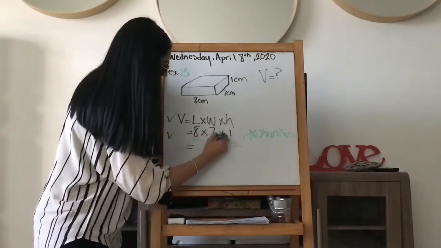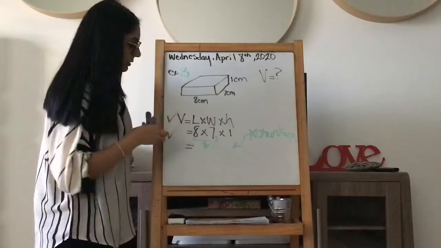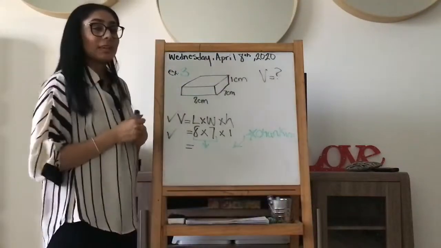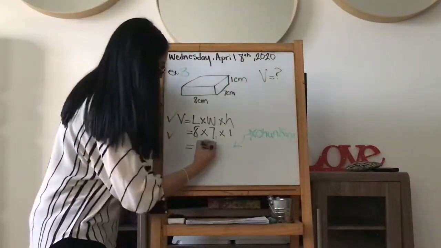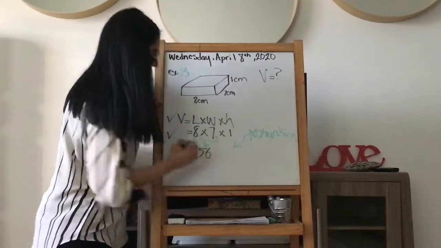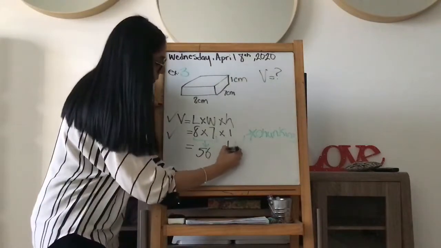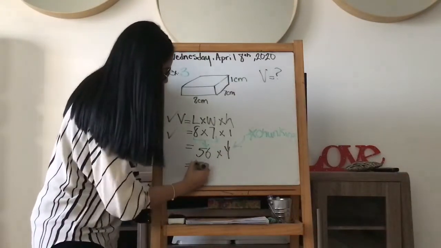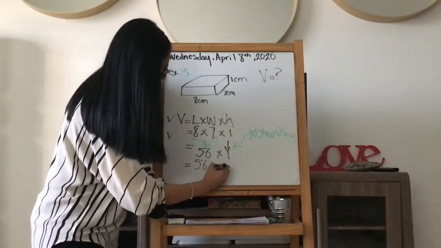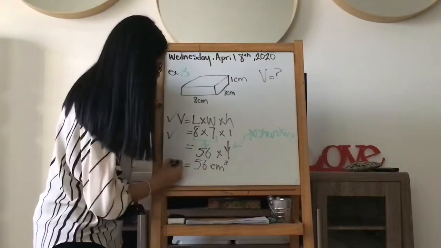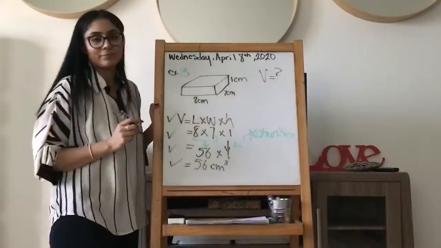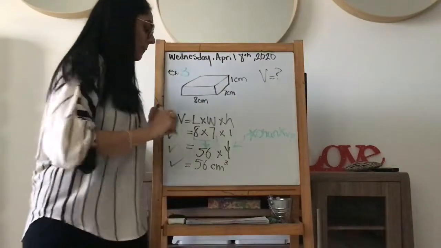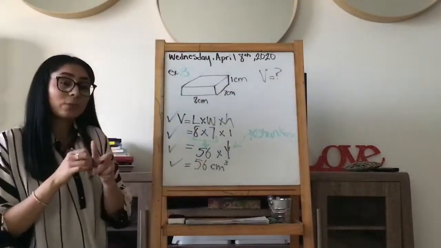So you say, I'm going to look at the first 2 and do that, right? So what's 8 times 7? 56. And then you just bring down the 1, and this time it's easy, times 1. So my final answer is 56 centimeters cubed. Give yourself a 4th check mark, if you got that right. Okay, and that's it. That's all volume is, really.